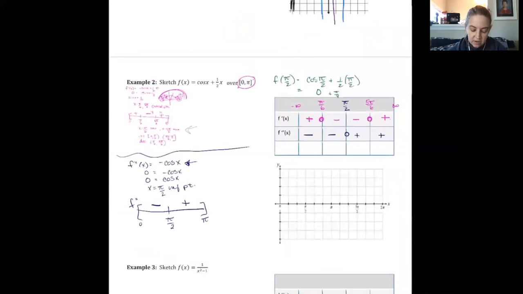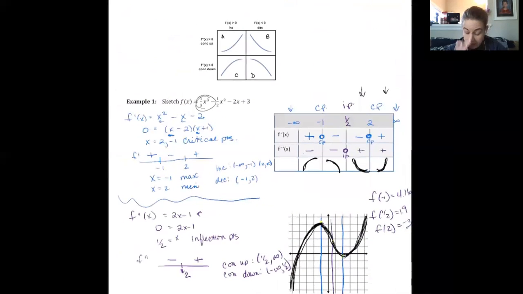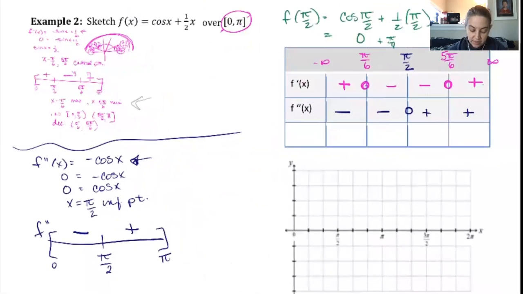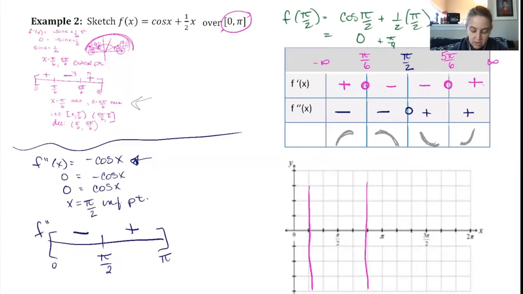Now we want to fill in those curves like we had up here at the beginning. But unfortunately, I can't show them both at the same time. So if we put the curves in, increasing concave down looks like this, decreasing concave down, decreasing concave up, and increasing concave up. So those are the 4 curves in the order that we have them. Now, if I mark out the critical points, it happens at pi over 6 and at 5 pi over 6. And we're looking at an inflection point at pi over 2. We're only graphing between 0 and pi.